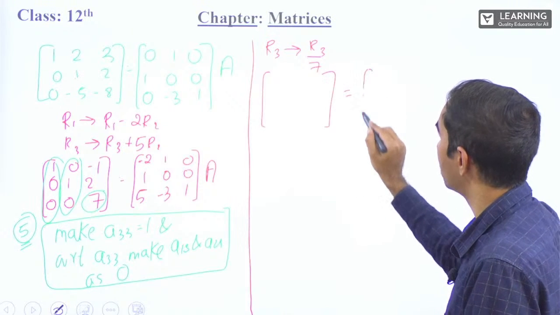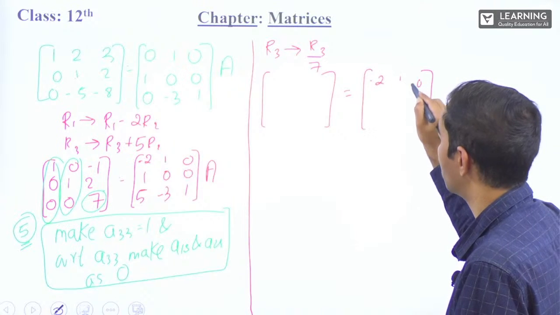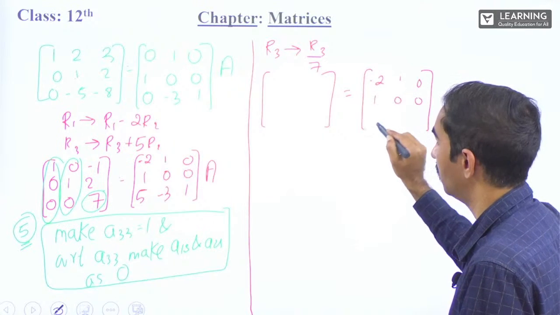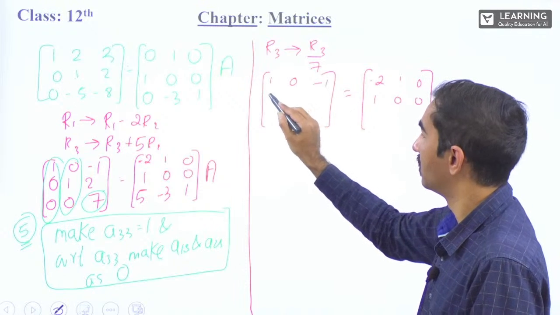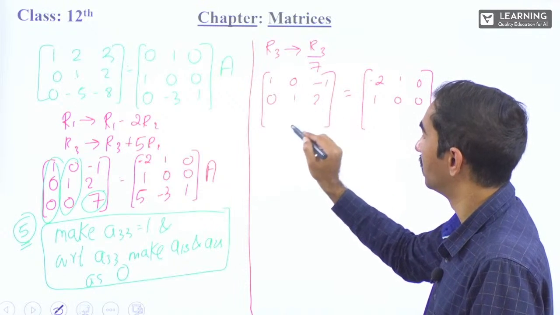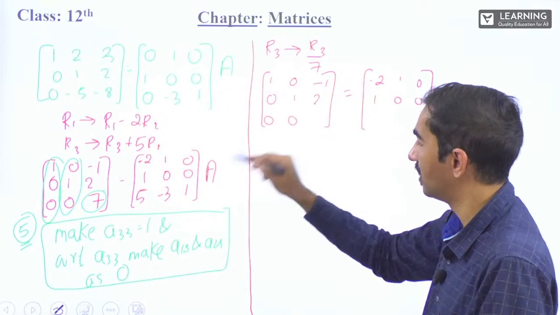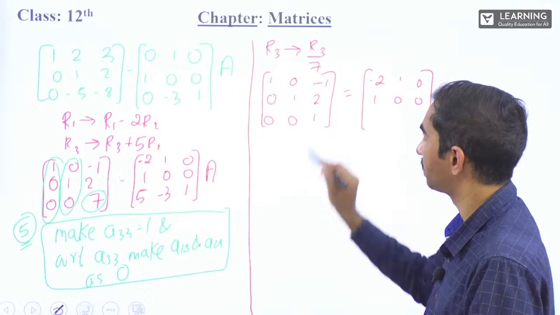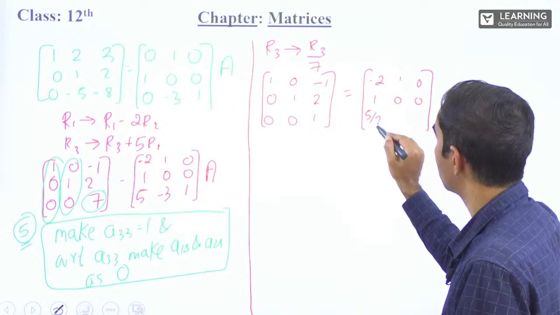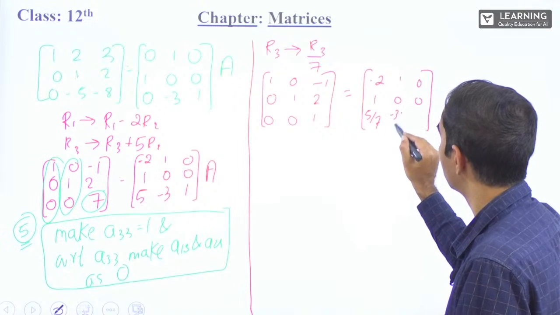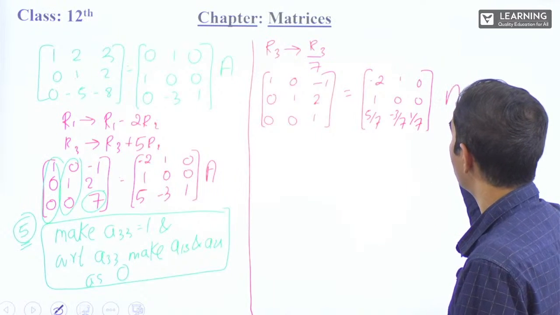So that will remain constant, it will be as it is, correct? So minus 2, 1, 0, 1, 0, 0. Here we'll write 1, 0, minus 1, 0, 1, 2. So R3 by 7: 0 by 7 is 0, 0 by 7 is 0 again, 7 by 7 is 1. Okay, 5 by 7 as it is, minus 3 by 7 again, and 1 by 7 into A.